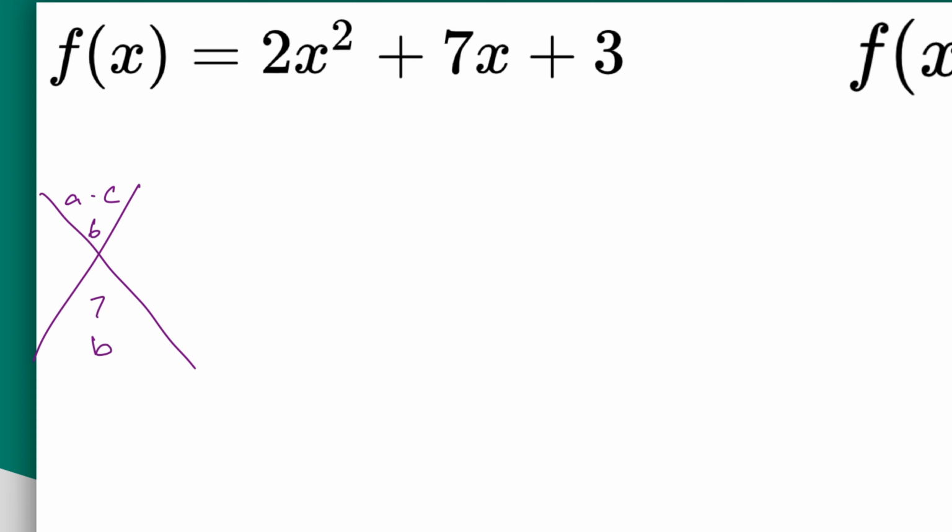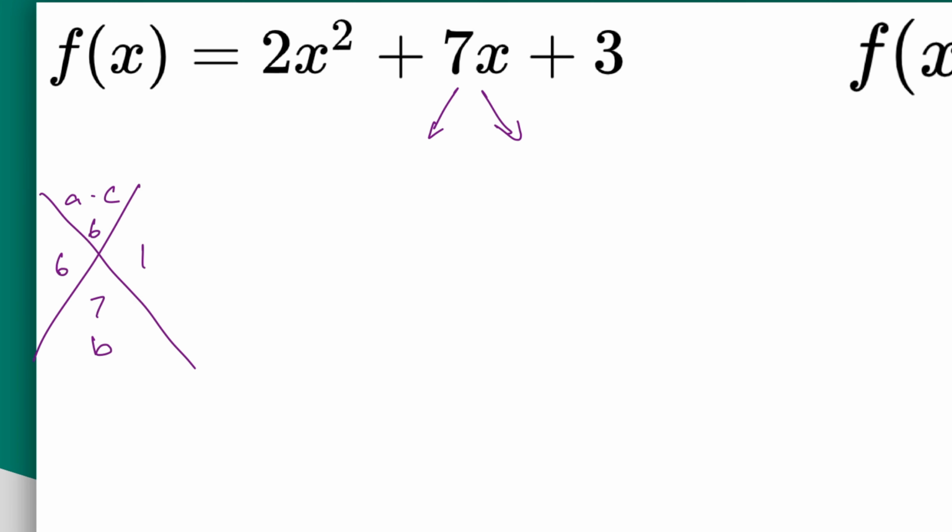So we ask ourselves, what times what gives us 6 that adds to give us 7? The answers would be 6 and 1, okay? Or 1 and 6, either way, okay? Now, what do we do with these? We can't just jump into saying this is x plus 6 times x plus 1 like you would have done where a is equal to 1. Because notice when you multiply these back together, x times x is x squared. Well, we had a 2 here. That's a problem, okay? So we use this to split your bx term.